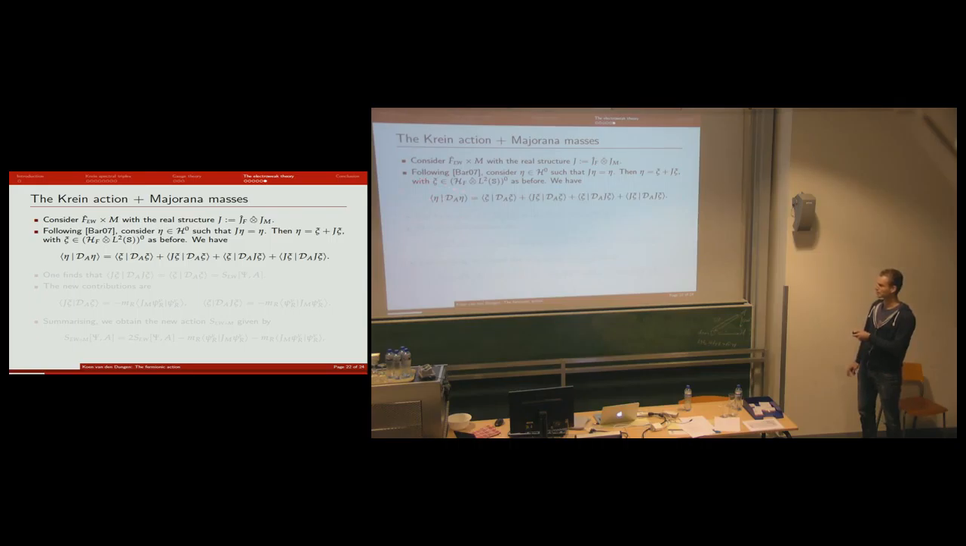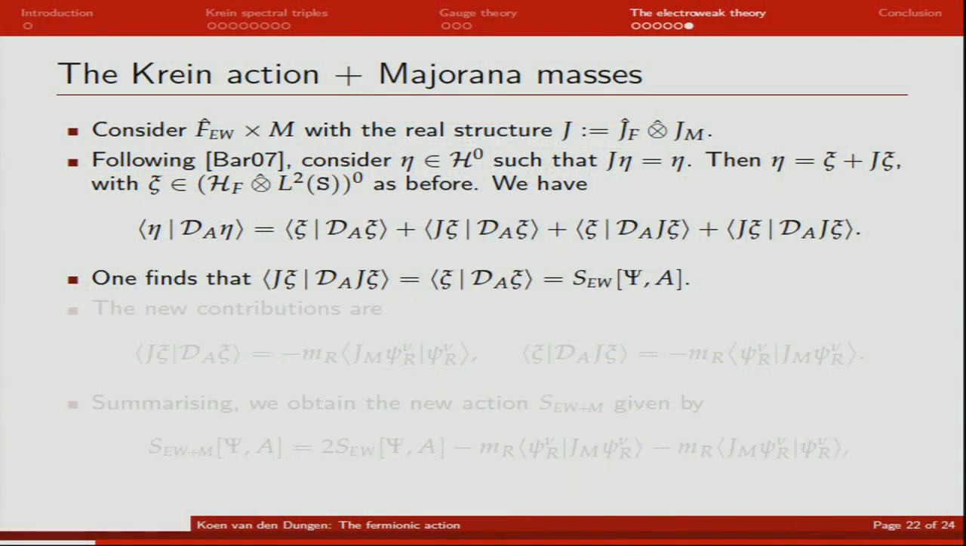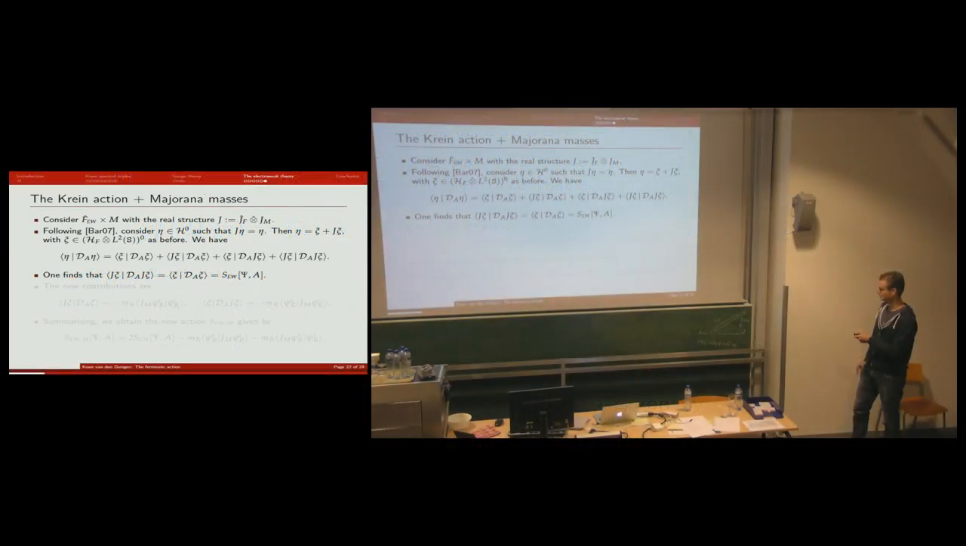And then if you calculate the Krein action in this case, we get 4 terms. So the first term is just the Krein action before doubling the space. The last term, you can check that it's the same as the first term, so we now get twice the original Krein action. But we also get additional terms from these middle two.